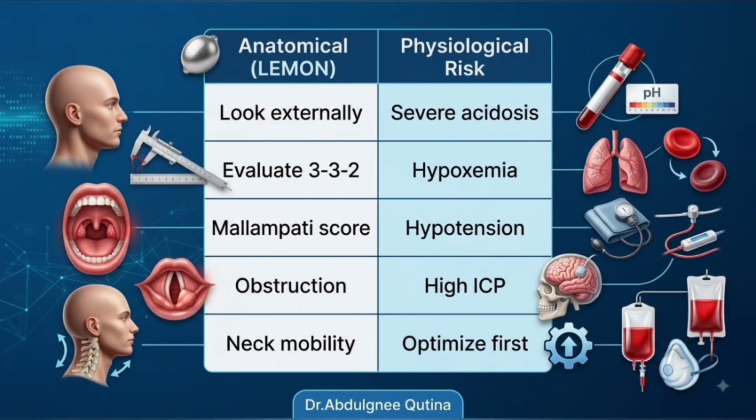Now, if you decide you have to intervene, you need to rapidly assess for a difficult airway. For anatomical barriers, rely on the LEMON mnemonic. Look externally, evaluate the 3-3-2 rule, check the Mallampati score, look for obstructions, and assess neck mobility. But hey, anatomy isn't everything, right? You've got to watch out for physiological landmines too: severe acidosis, hypoxemia, or shock. You absolutely have to optimize their physiology before you even think about reaching for a tube.